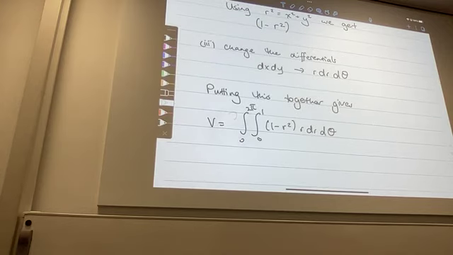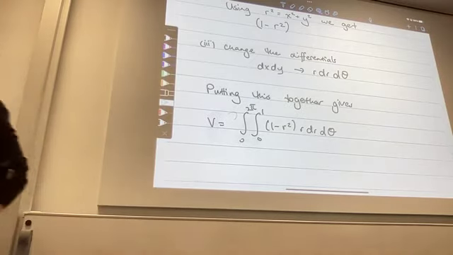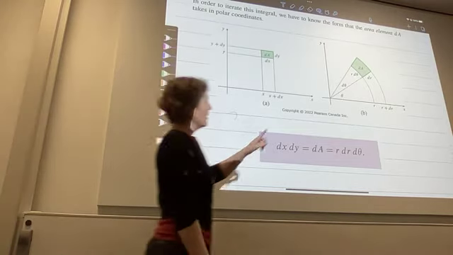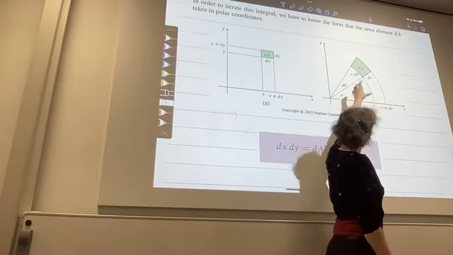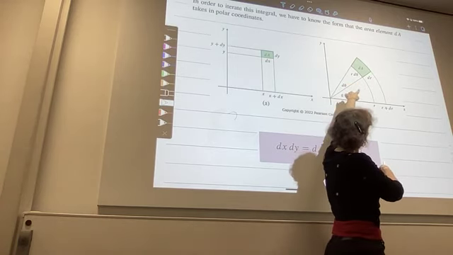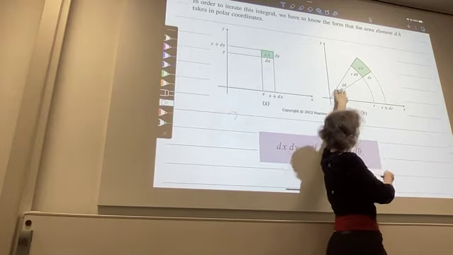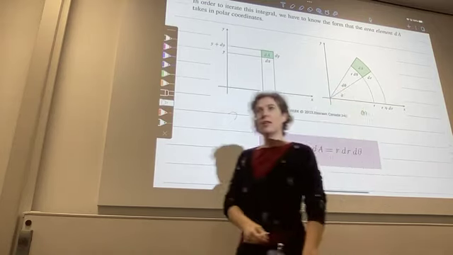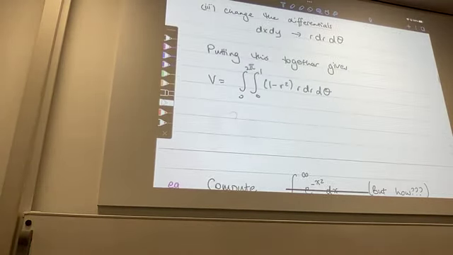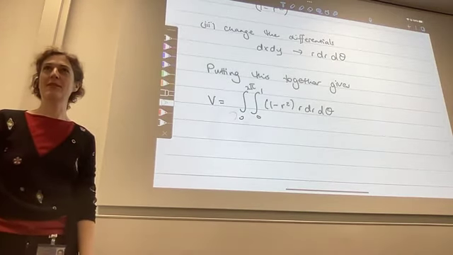Why is it r dr d theta and not just dr d theta? Because of what we said up here. We're thinking of that as a little square which has some side length times dr. What is that side length? It's r d theta, it's not just d theta. Because it's going to change depending on how far up we are. And I think you will agree that that is a much friendlier integral than the original thing that we had.